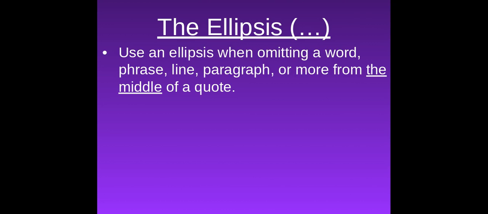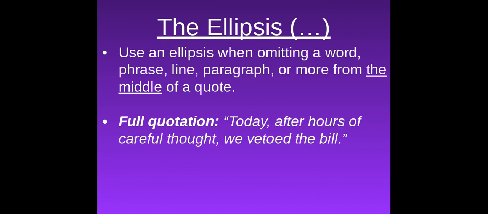So the ellipsis is when you take something out of a quote. It could be a word, could be a phrase, a line of dialogue, or a line of a poem, could be a whole paragraph or more. And notice I underlined the words from the middle of the quote. From the middle of the quote. If you take out words at the beginning, don't need the ellipsis. If you take out words at the end, don't need the ellipsis. You only need the ellipsis if you remove something from the middle of a quote. So here's what I mean.